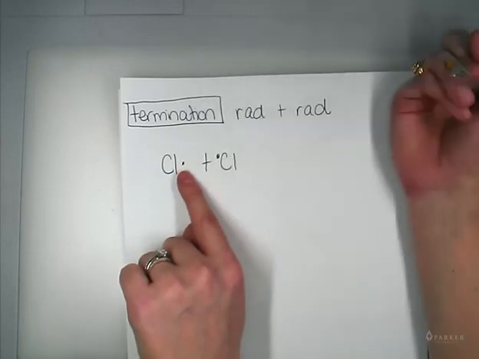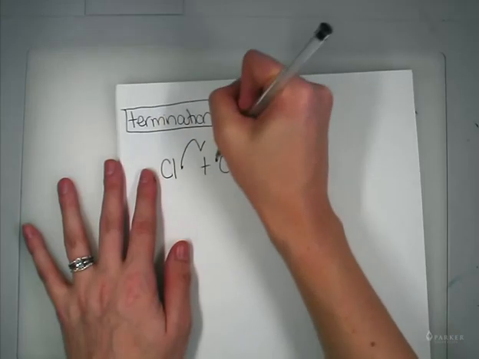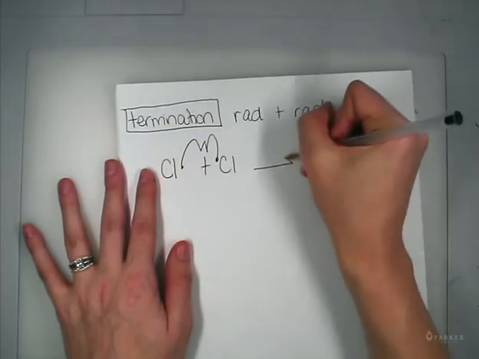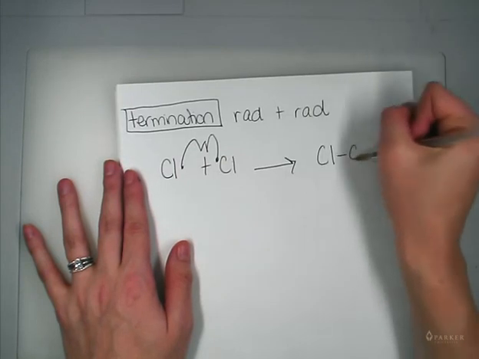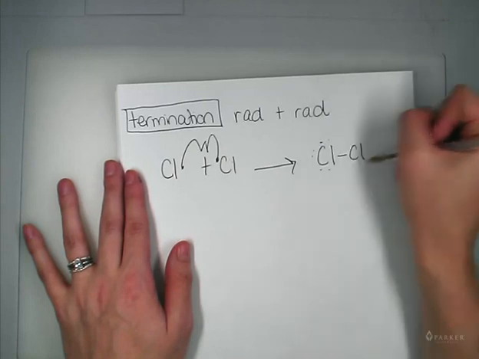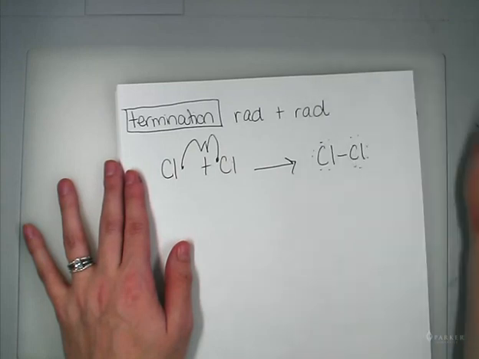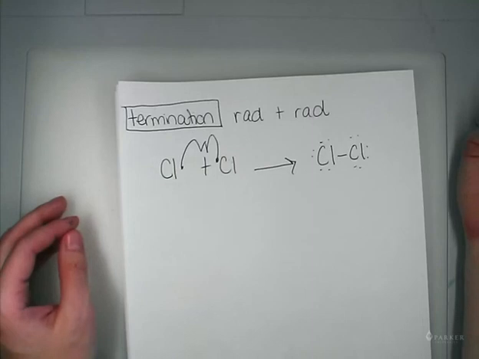So what do you think they're going to do? Bond together. And what do I form? Cl2. Yep, it's a Cl2. And you can put the electrons around if you feel like it. So that's one possible termination step.